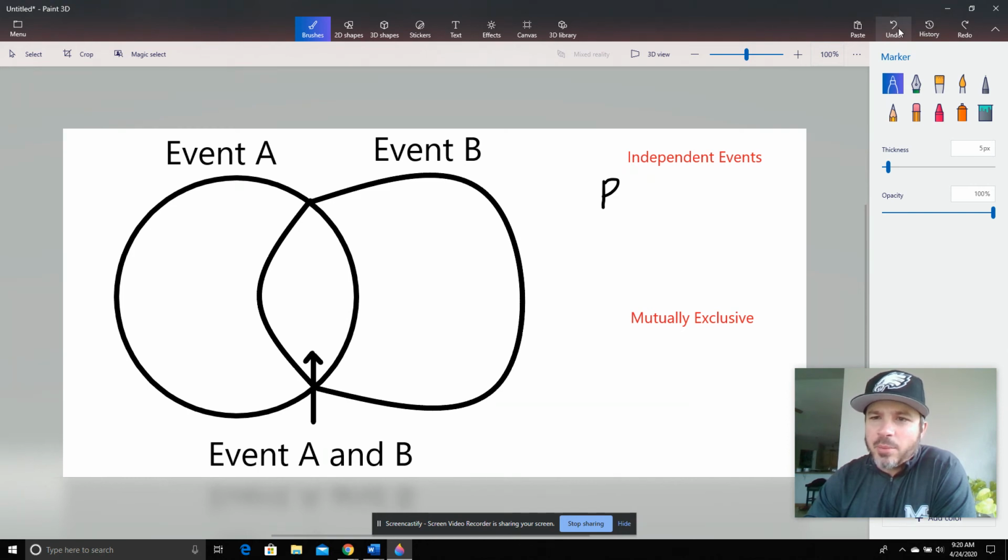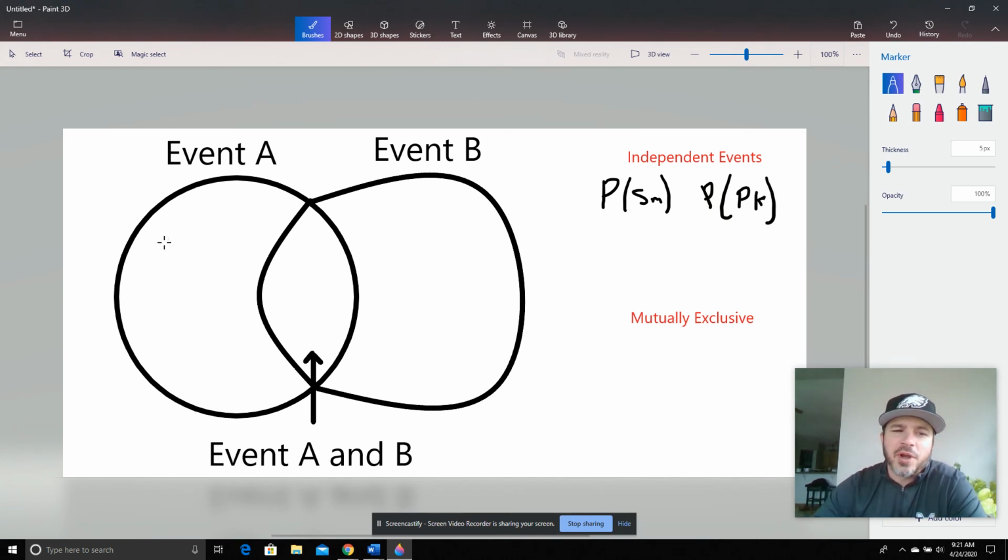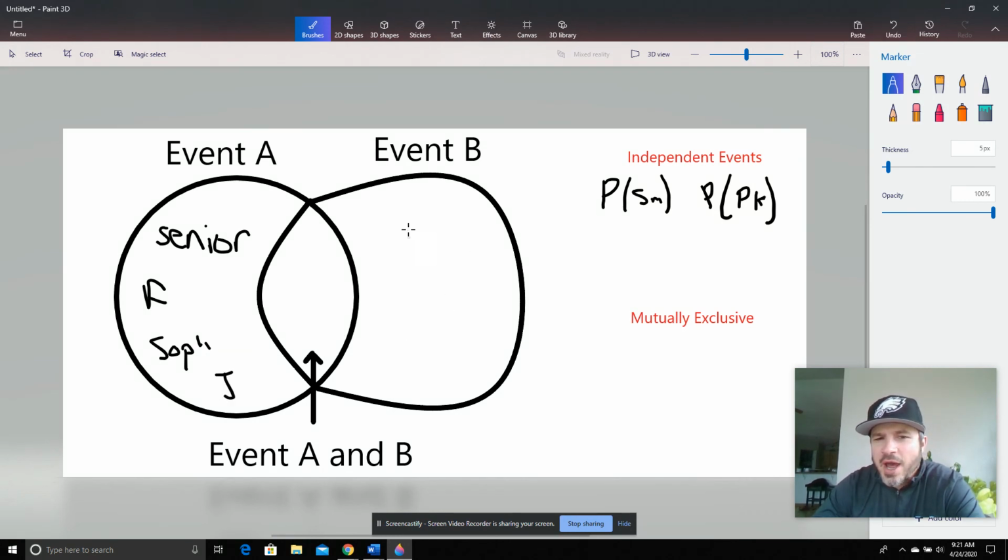We could say the probability of being a senior male and the probability of being the prom king, for instance. So in this one, we would have over here all the different males. So you could have seniors, you could have freshmen, you could have sophomores, you could have juniors. And over here, you could have the king, you could have not king, you could have court, whatever the other royalty is. Let's just say royalty.